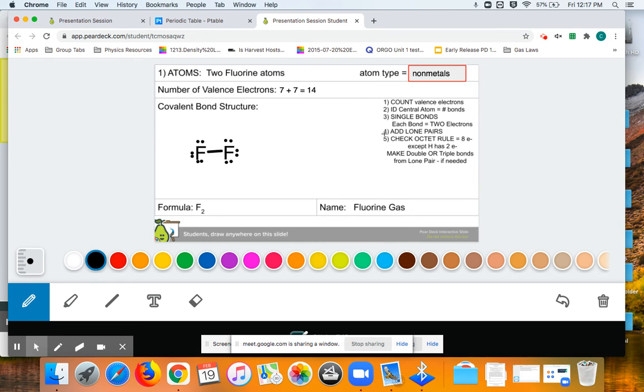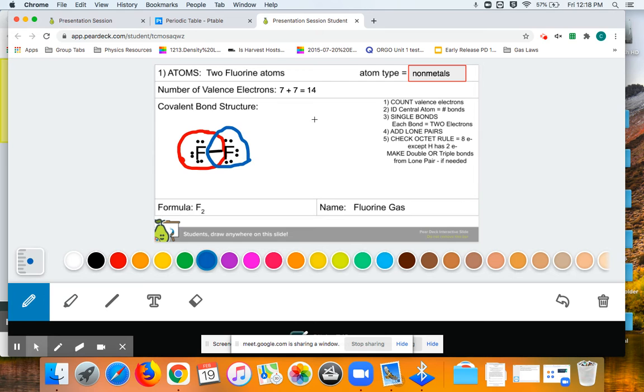Step number 5 is to check my octet rule. So the octet rule, all of them want 8, except for hydrogen only wants 2 electrons. So I need to look at this. Now I'm going to draw this. You don't need to draw this, but it's nice to kind of see. So I'm going to circle all of the electrons that are surrounding this fluorine on the left. Notice I have 1, 2, 3, 4, 5, 6, and then the bond, so 7 and 8. So that is happy.